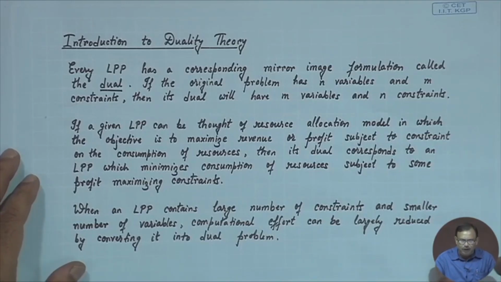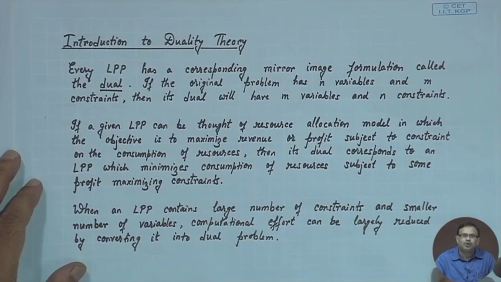If a given LPP can be thought of as a resource allocation model, that is, one in which the objective is to maximize the return or profit subject to some constraints. This is the original LPP. Usually, we always say LPP is a resource allocation model, where I have to maximize the objective function, which may be the return or the profit, subject to certain constraints on the composition of resources.